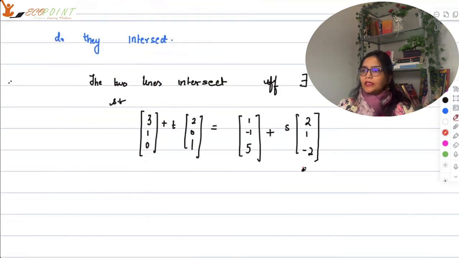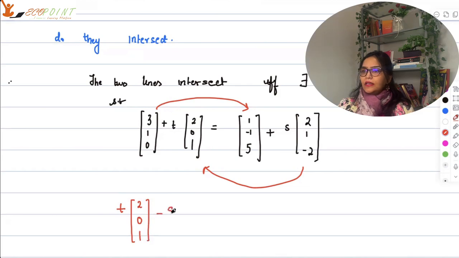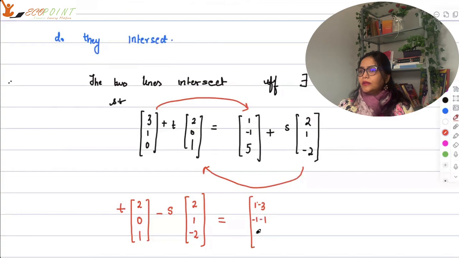Now what we can do is we can move this here and this here. So this would become t times (2, 0, 1) minus s times (2, 1, -2) is equal to, you know how to add or subtract vectors? So (1 - 3, -1 - 1, 5 - 0), that is equal to (-2, -2, 5).